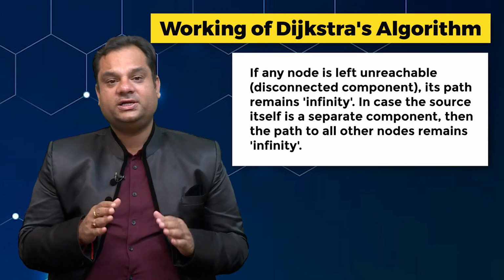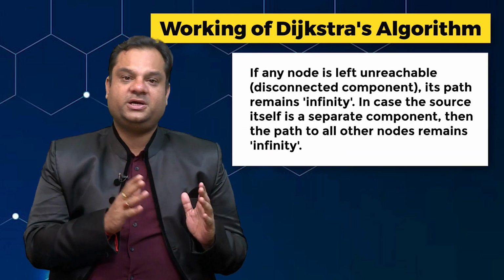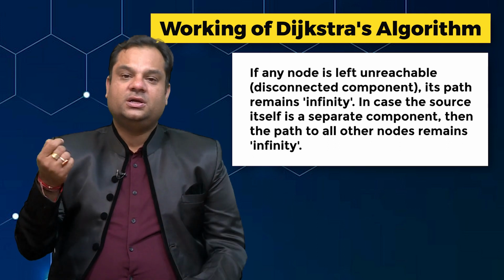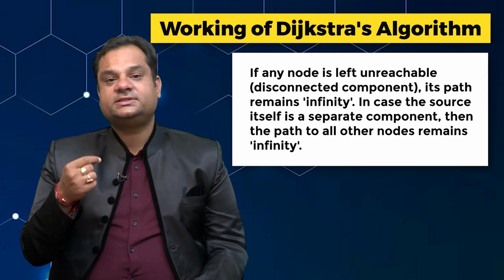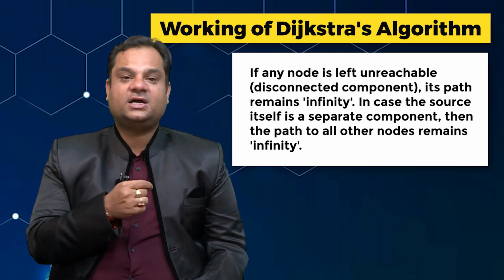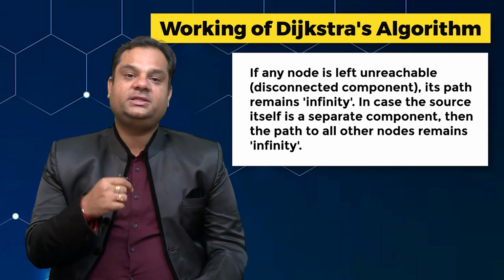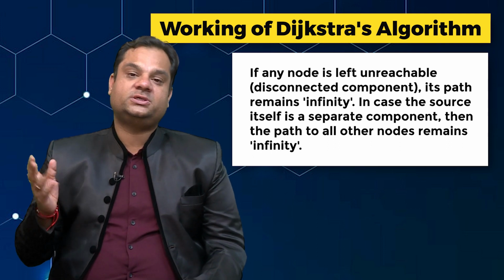If any node is left unreachable, meaning it is a disconnected component, its path remains infinite. In case the source itself is a separate component, then the path to all other nodes remains infinity. If a particular vertex does not come into the picture, it means that component is separated, and those vertices are useless for that particular path.